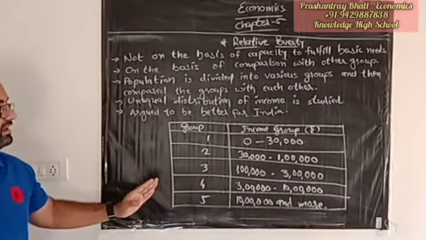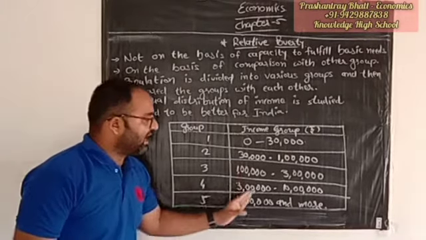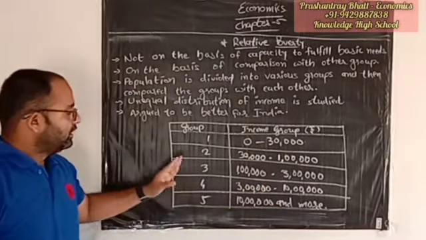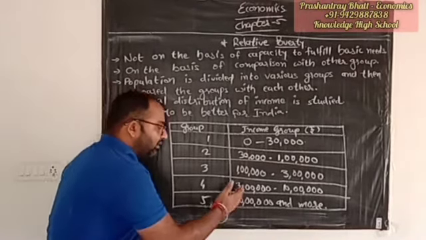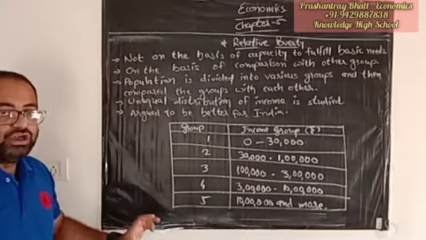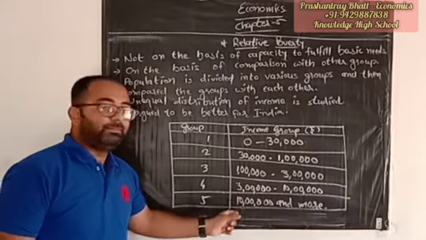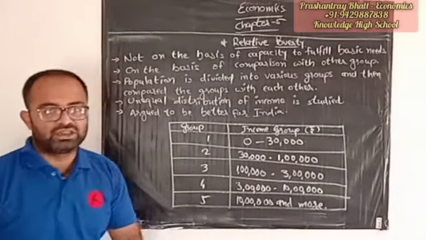Then in group number 3, we are going to include all the people who are having the income from 1 lakh to 3 lakh. Now, in the fourth group, we are going to include the people who are having the income from 3 lakhs to 10 lakhs. And in the fifth group, we are going to include the people who are having the income of 10 lakhs and more, that means more than 10 lakhs.